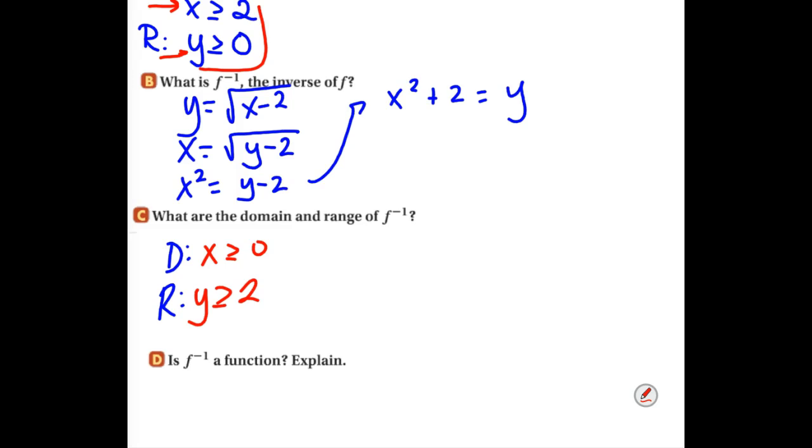So I want you to picture the graph of this inverse that we just came up with. If I just said y equals x squared plus 2, what picture comes to mind?